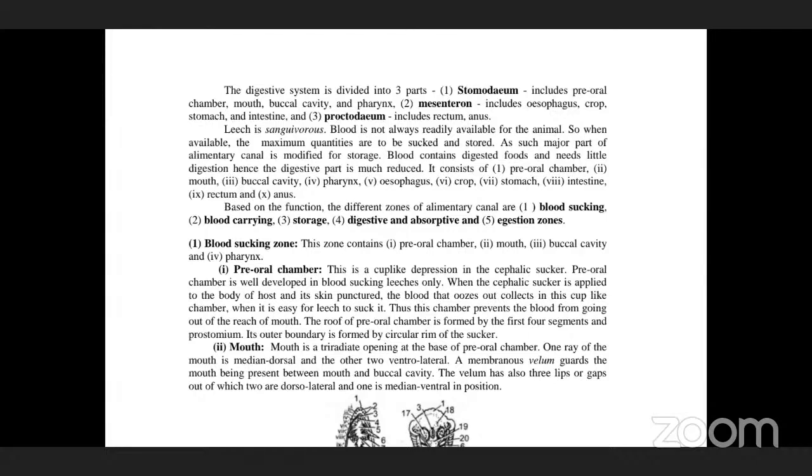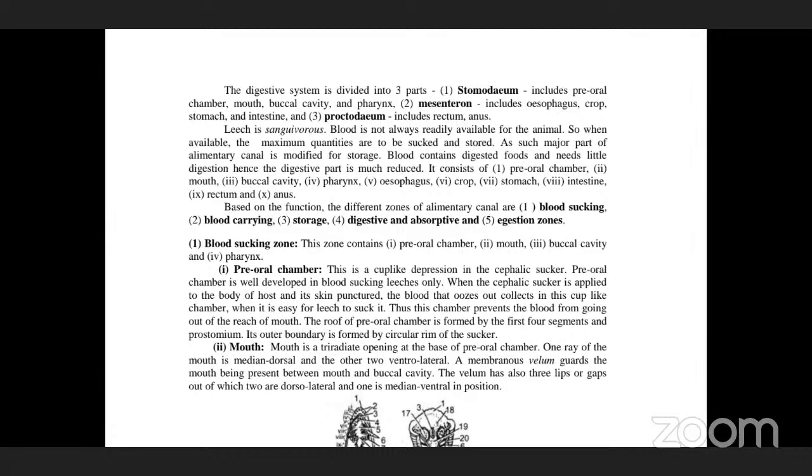The preoral chamber is a cup-like structure, found only in blood sucking leeches. It is called the cephalic sucker, like a mouth. It is applied to the body of the host, and it punctures the skin and the blood oozes out. It collects all this blood in the cup-like structure, which prevents the blood from going out of the mouth. The roof of the preoral chamber is formed by the first four segments and the prostomium, and the outer boundary is formed by the circular rim of the sucker.